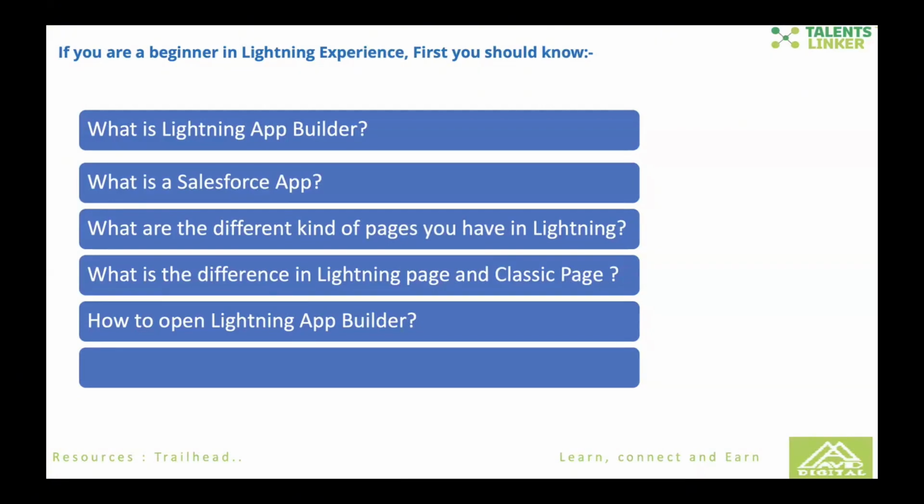You know, we have Classic and we have Lightning. At least now we should know how we can switch between the two different pages, whereby we can go to Lightning Experience. Then if you have any business to do in Classic, you can just switch to Classic and go there. And then how to open Lightning App Builder, where you can go to open Lightning App Builder.